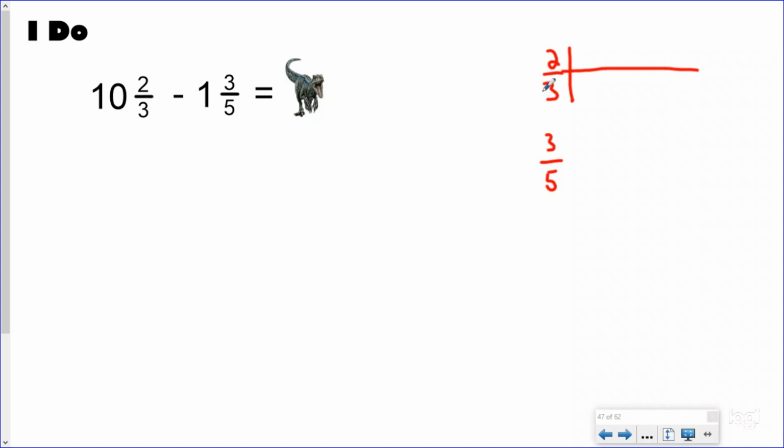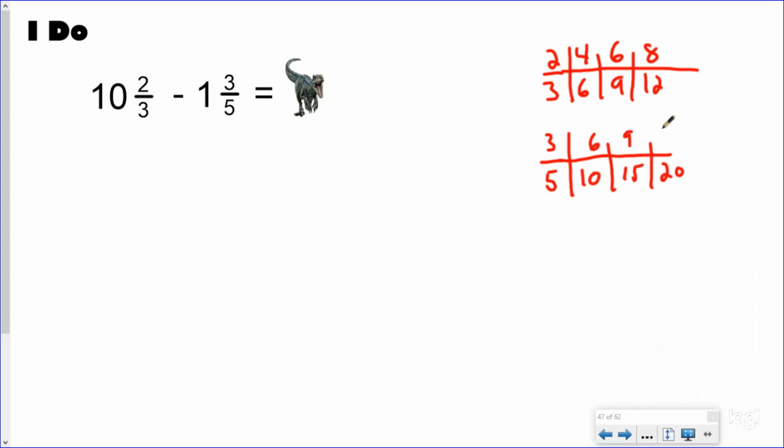So I'm going to skip count by my denominator, 3, 6, 9, 12. My numerator is 2, so 2, 4, 6, 8. I do not see a 5, obviously, for my denominator, so I'm going to go 5, 10, 15, and 20, 3, 6, 9, and 12. Now, I always start with 4 equivalent fractions. You can see here I did 2/3 times 1 over 1, 2/3 times 2 over 2, 2/3 times 3 over 3, and 2/3 times 4 over 4.